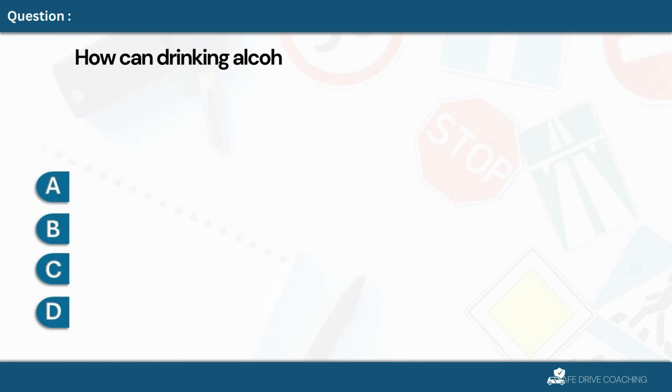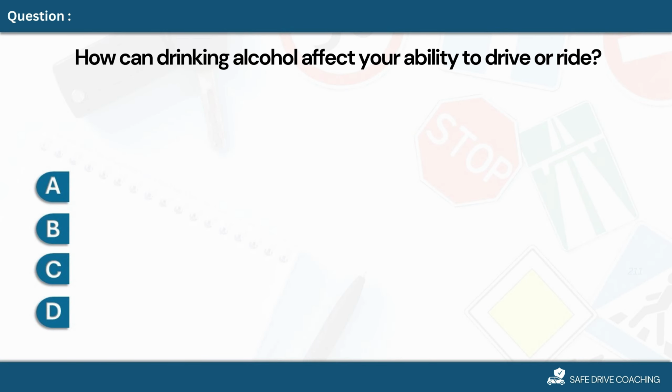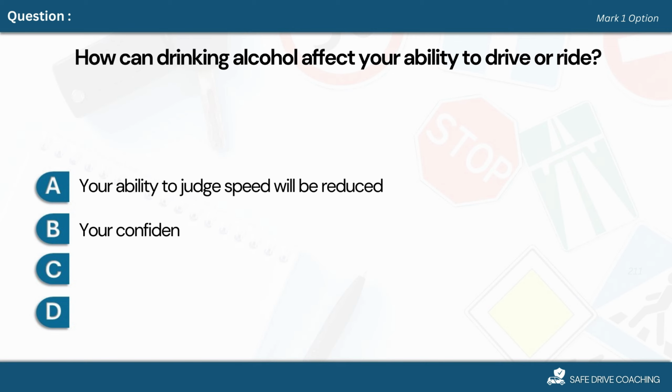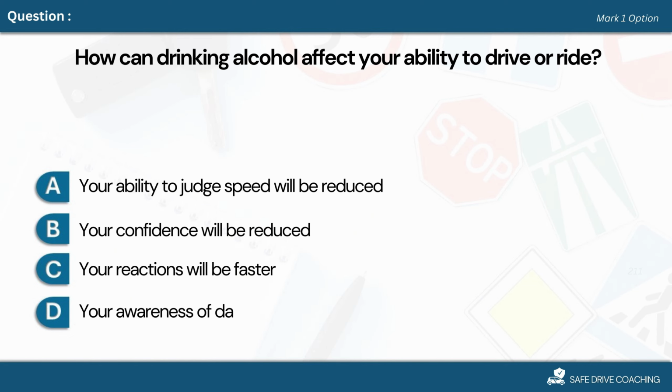How can drinking alcohol affect your ability to drive or ride? A. Your ability to judge speed will be reduced. B. Your confidence will be reduced. C. Your reactions will be faster. D. Your awareness of danger will be improved.